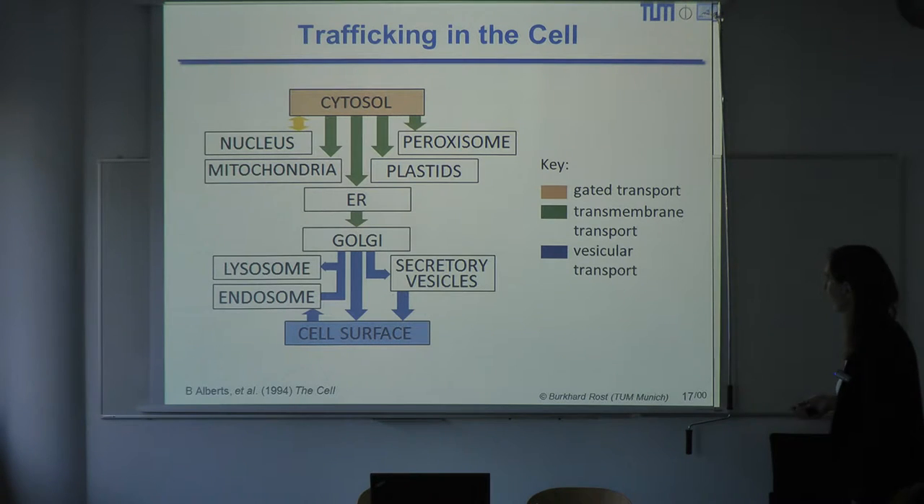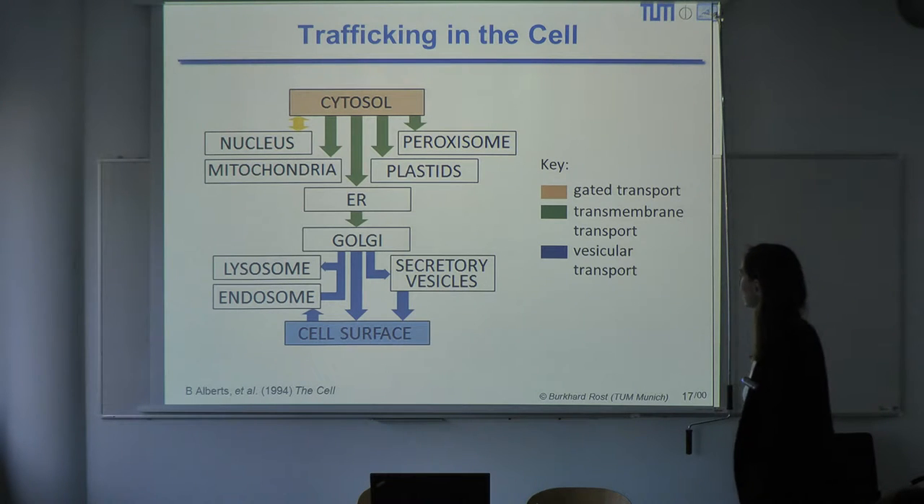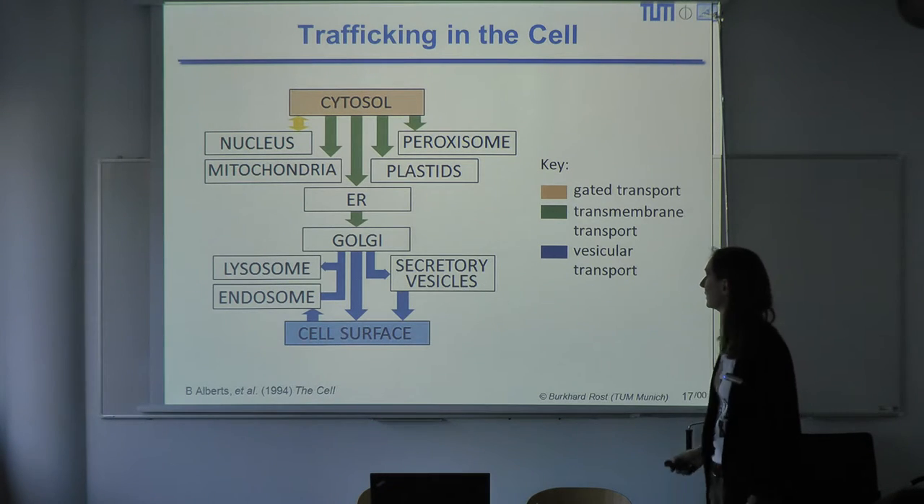Okay, so this is how the trafficking looks. As I said, most are produced in the cytosol, and then they go to the nucleus or back. They can travel, or they go to other compartments, like that. Or if their destination is the cell surface, then they would go like this, through ER, Golgi, always, then to vesicles and surface. And from the surface, they're going to go back to other compartments. So this is an approximation, and this is how it really is.